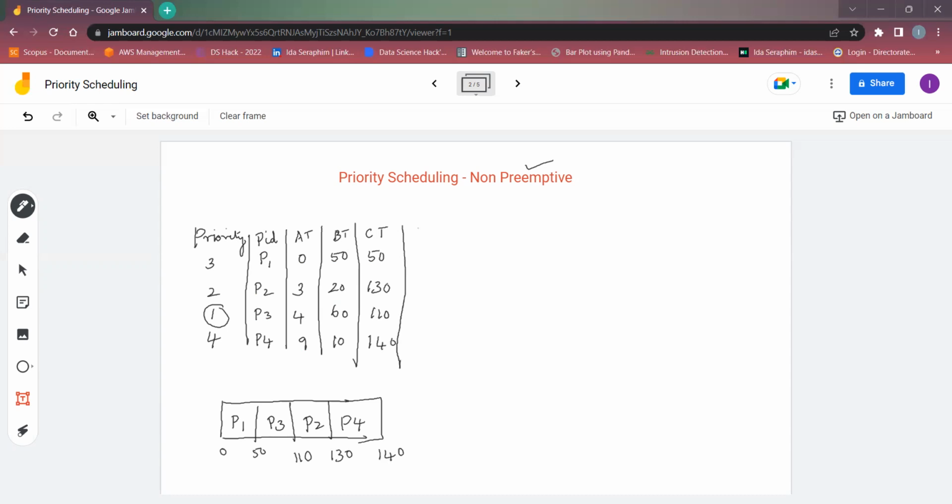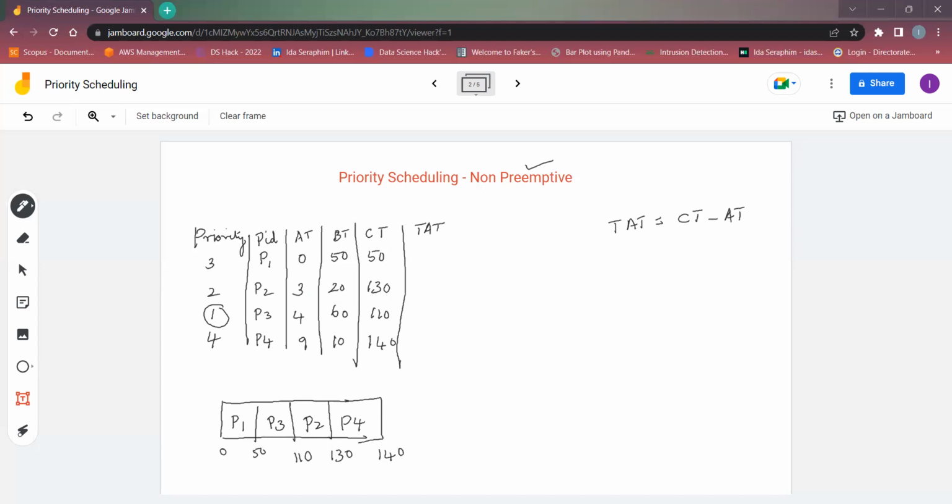Once this is over, you need to find out the total turnaround time of each and every process. As you know the formula, how will you find the total turnaround time? It is the difference between the completion time and the arrival time, so completion time minus arrival time. You know the completion time, and you know the arrival time.